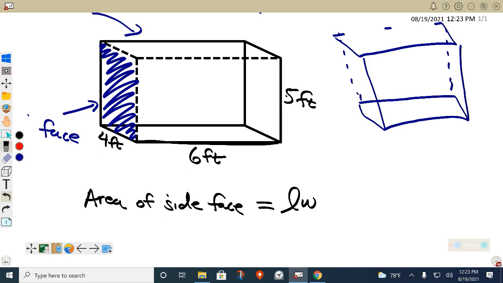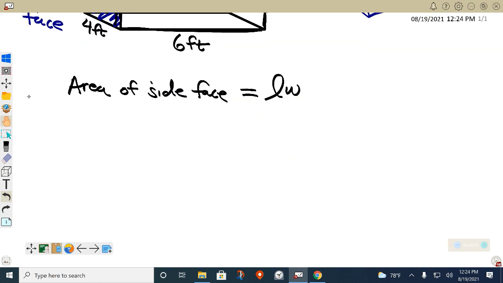So this is 5 feet. Look at it, because this edge and this edge are the same, and they're the same as this over here on this side. So I already know the length is 5 feet, and the width is 4 feet. So I'm just finding the area of the side face. Let's rock and roll. So the length is 5 feet. The width is 4 feet.